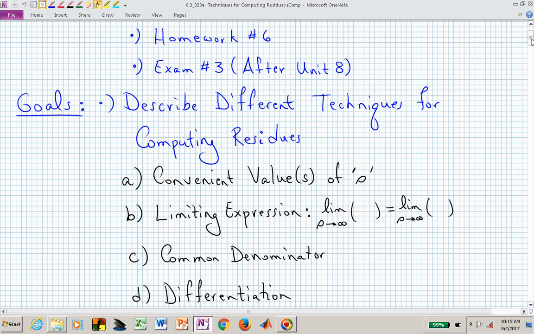One we've already seen, which is picking a convenient value of s. Another one is letting s go to infinity on both sides of the expression after we do some manipulating, and essentially that manipulating is multiplying everything through by s on both sides of the equality. Another strategy is to find a common denominator, and now if we had 4 unknowns, that would generically lead to 4 equations in 4 unknowns, and we could solve that using any linear algebra technique.